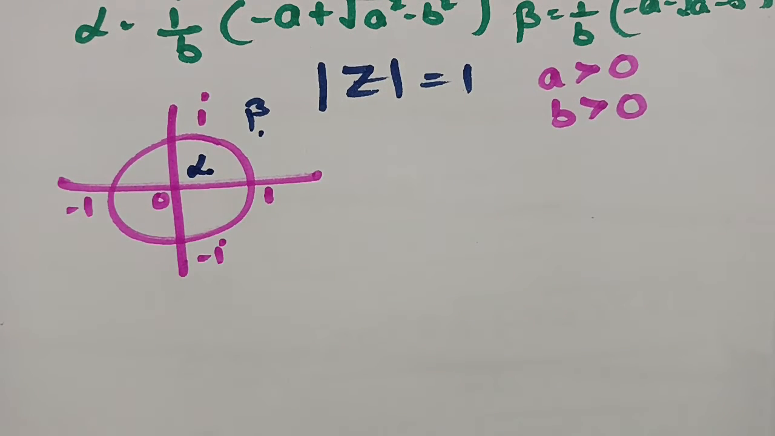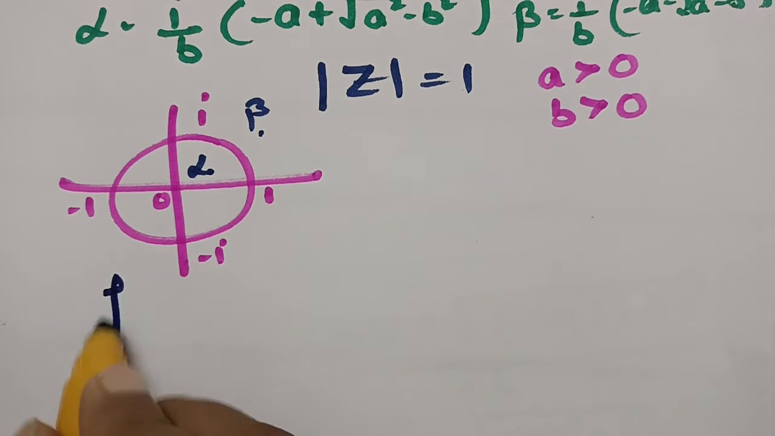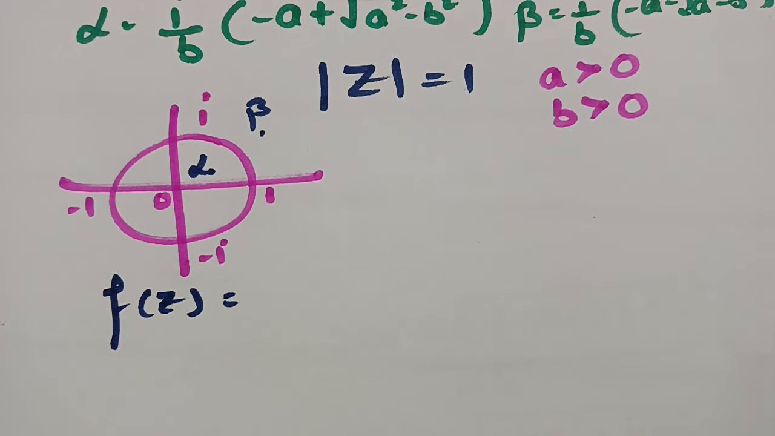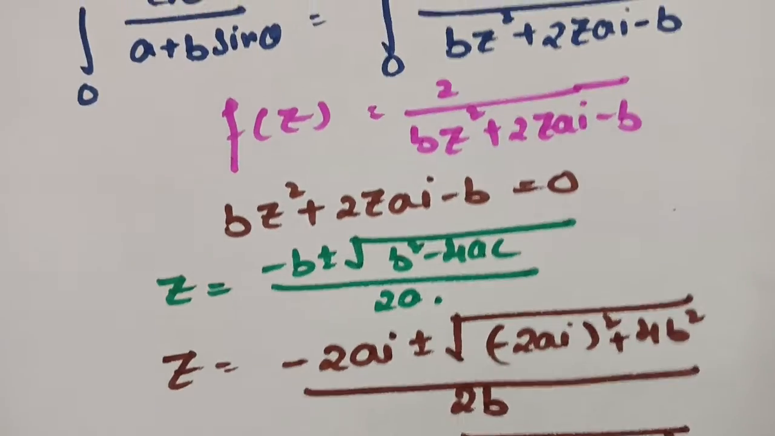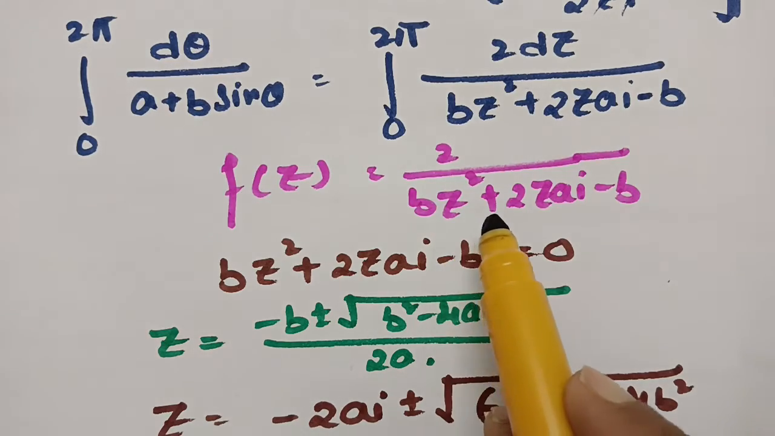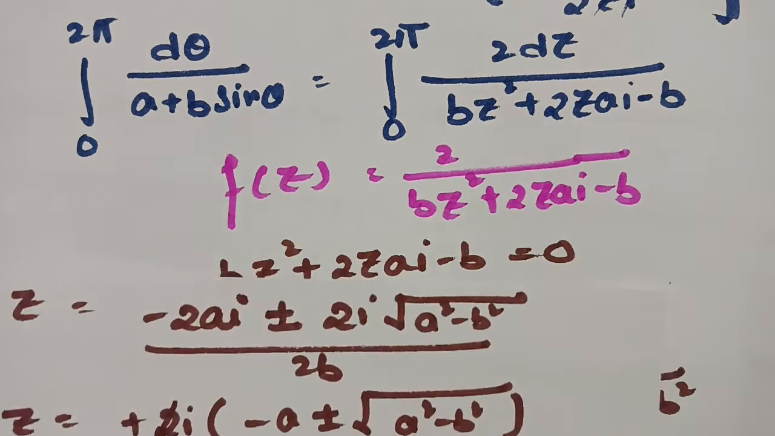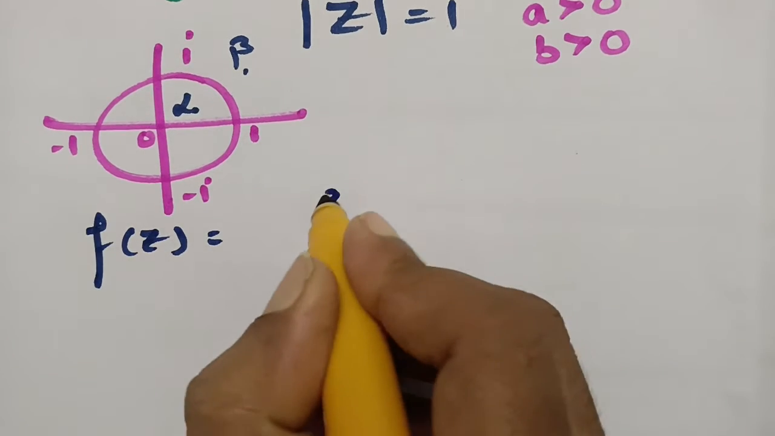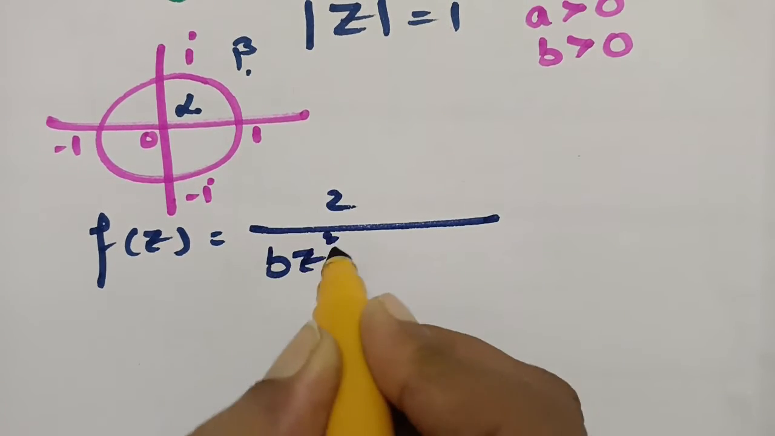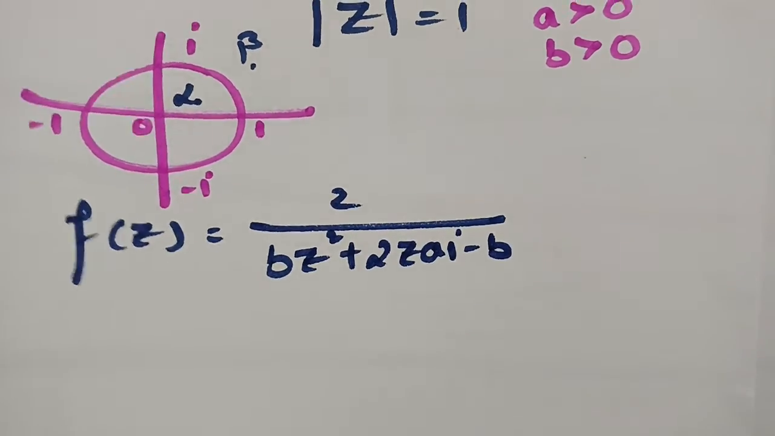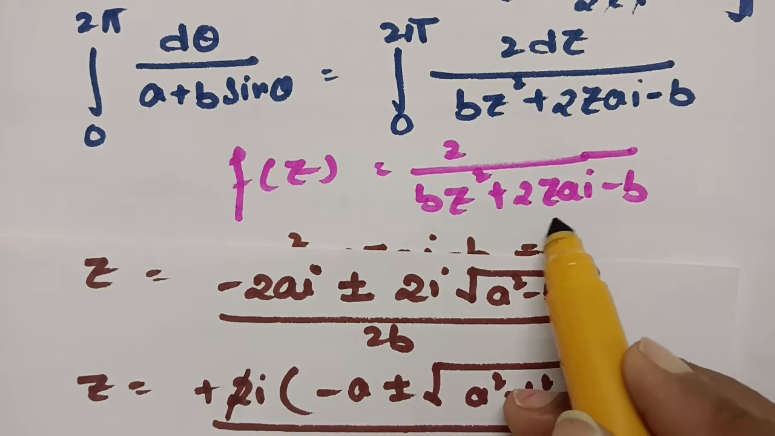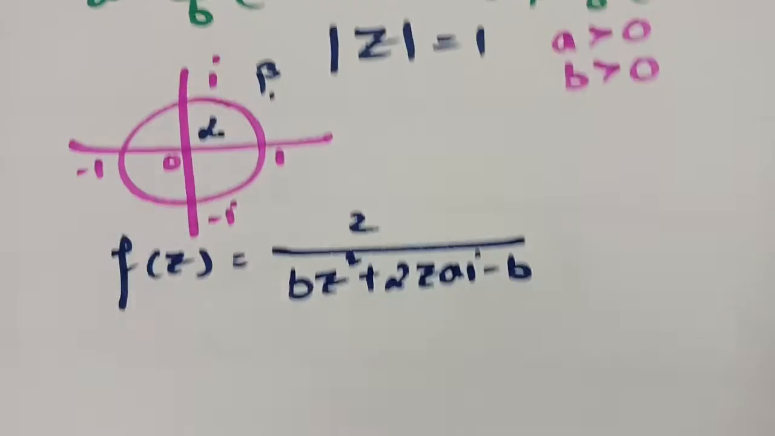For finding the residues of interior poles, see what we have to do. We have to find the residue. For that I am taking f of z. So what is the f of z value? Here I have equated that to 0. So this is 2 by bz square plus 2zai minus b. So our f of z value is 2 by bz square plus 2zai minus b. Clear? Let me show once again: 2 by bz square plus 2zai minus b is our f of z value.